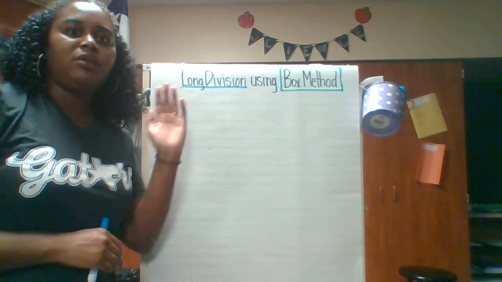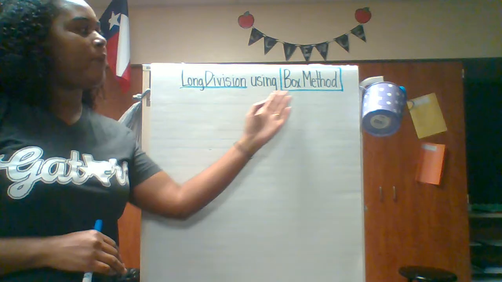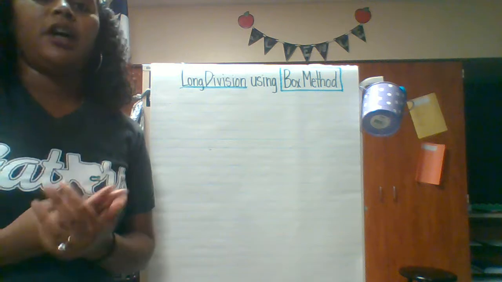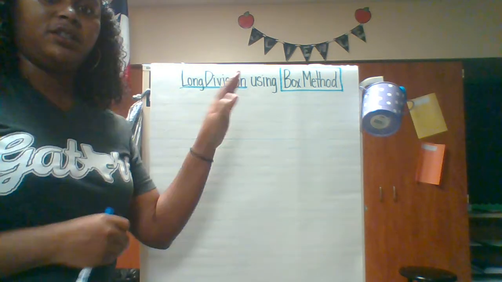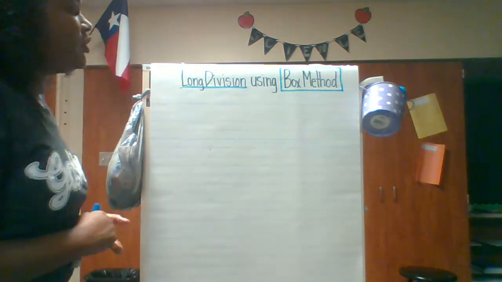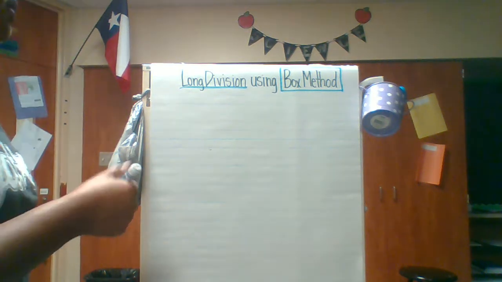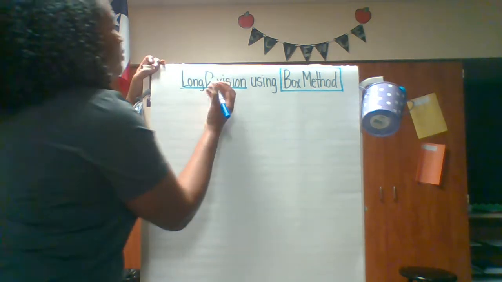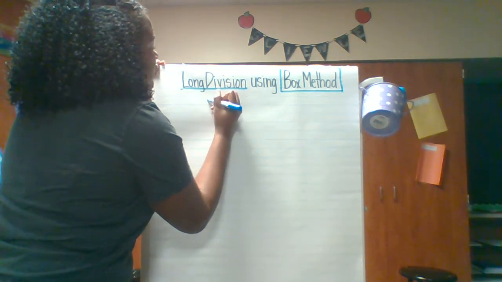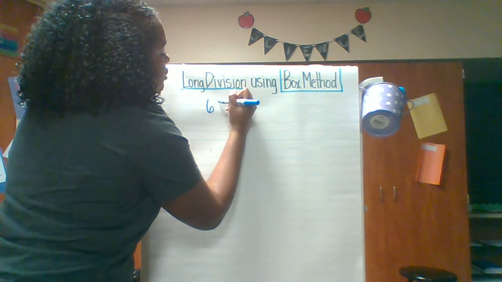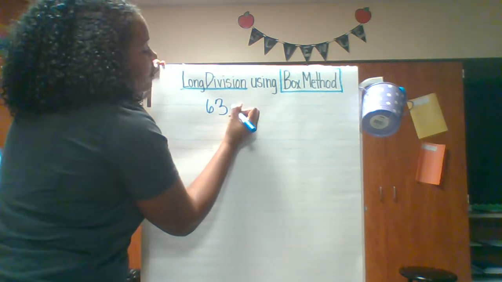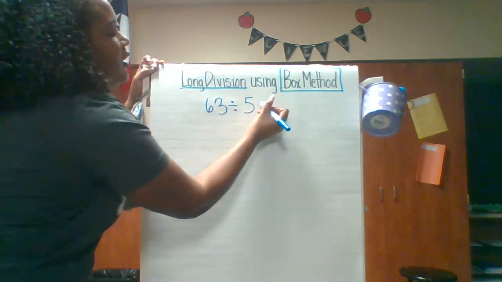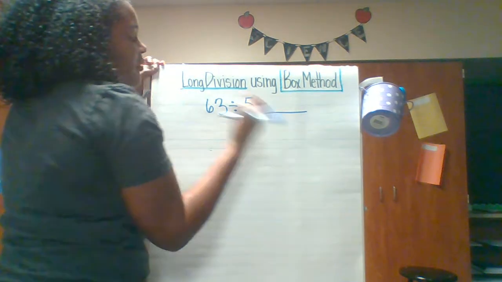So we are going to do some long division, and we're going to use the box method. This is my favorite method to do long division. Very easy. We are going to teach you the standard algorithm way, but we are going to start with the box method. I'm going to start with giving my dividend, and remember the dividend is the total. So we are first going to do an example for 63, and we're going to divide by 5 equals, we don't know yet, our quotient.